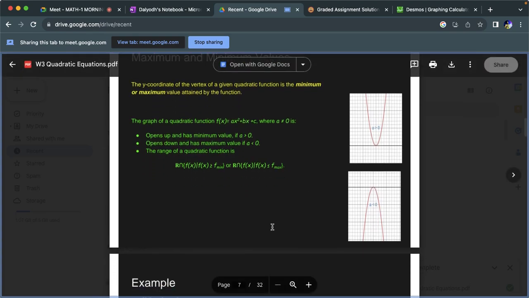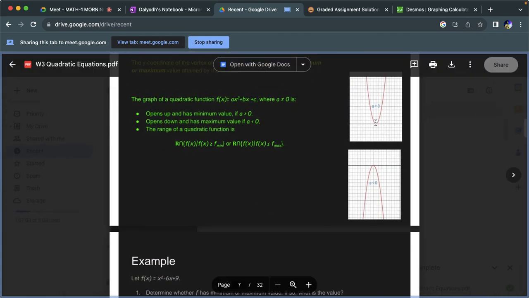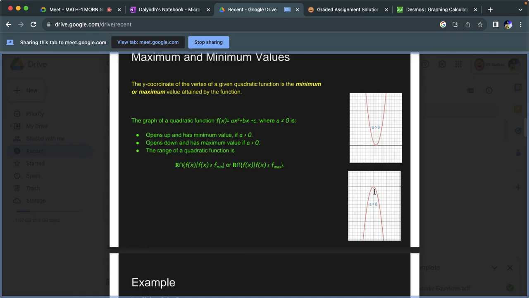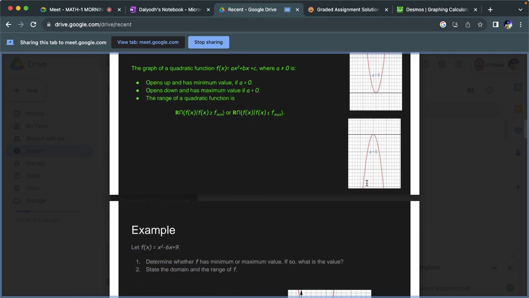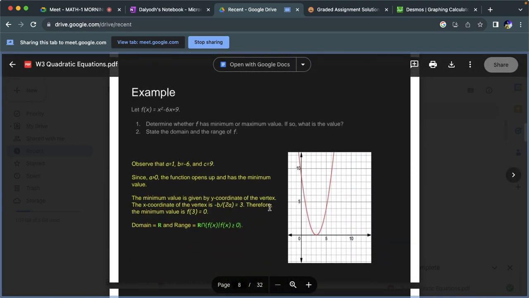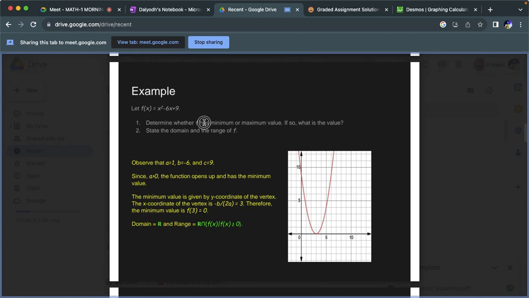This is just the notation to say its range. Its range must be from the minimum to infinity, right? Or its range is from minus infinity to the maximum. It can't exceed its maximum value. So this is how you determine the minimum or maximum value, and then what the value is, right?